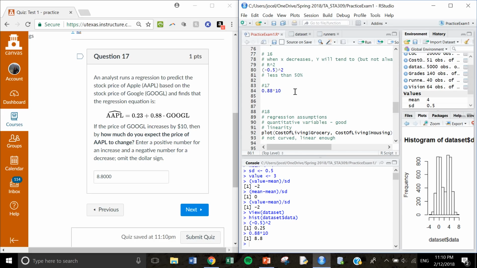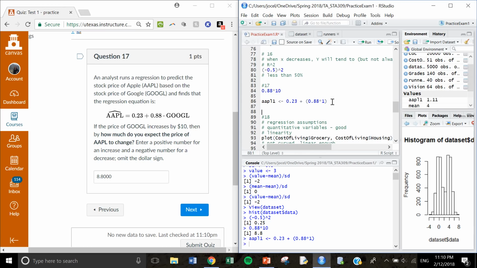So let's say the price of Google is $1. So the original price is $1. So what will the price of Apple be? So Apple 1 is going to equal 0.23 plus 0.88 times 1. That's going to be the original price. So Apple 1, that's the first price.